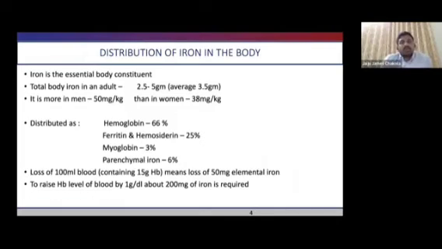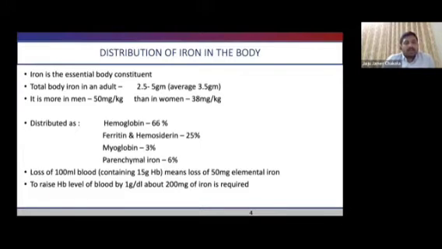So how is iron distributed in the body? Iron, we all know, is an essential body constituent. Total body iron in an adult is around 2.5 to 5 grams, averaging around 3.5. It's more in men, around 50 milligram per kg, and in females, it is around 38 milligram per kg. It is mainly distributed in hemoglobin, around 66%, and ferritin and hemosiderin, around 25%, which are mainly the storage forms of iron. Myoglobin holds around 3%, and parenchymal iron in enzymes and so on around 6%.